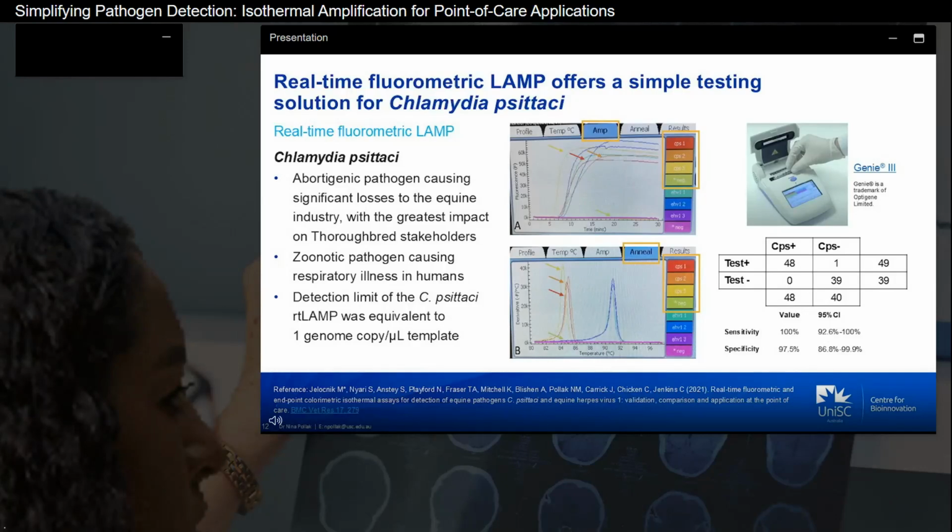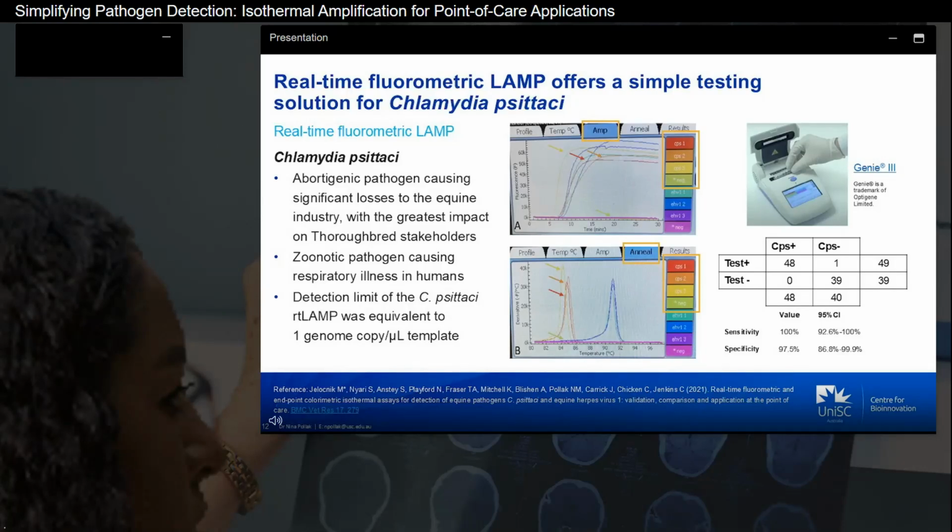This provides an additional confirmation of positive results. An example of this is shown on the bottom left, where the high-resolution melt curves for C. psittaci are again highlighted in red, orange, and yellow, with the negative control in green. The detection limit of the C. psittaci real-time LAMP was found to be equivalent to 1 genome copy per microliter of template. In our study, a total of 88 tissue swabs from equine abortion cases were tested with real-time LAMP and compared to a reference assay, demonstrating a sensitivity of 100% and a specificity of 97.5%.